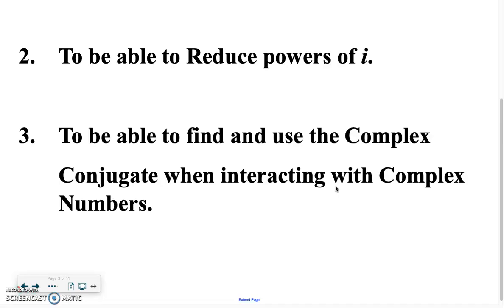Second goal, we want to be able to reduce powers of i. This may be something that we remember how to do immediately. It may be something we need a little bit of coaching on, but again, reducing powers of i is going to be important for us.